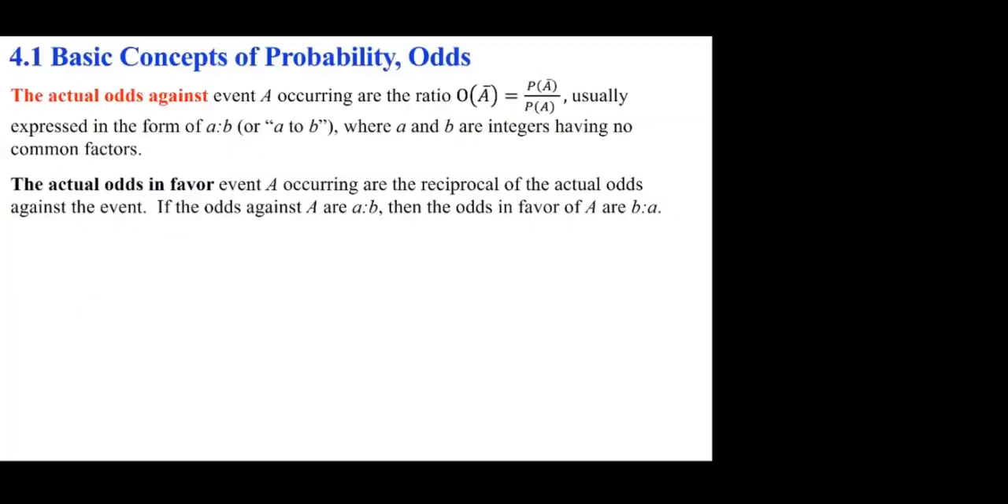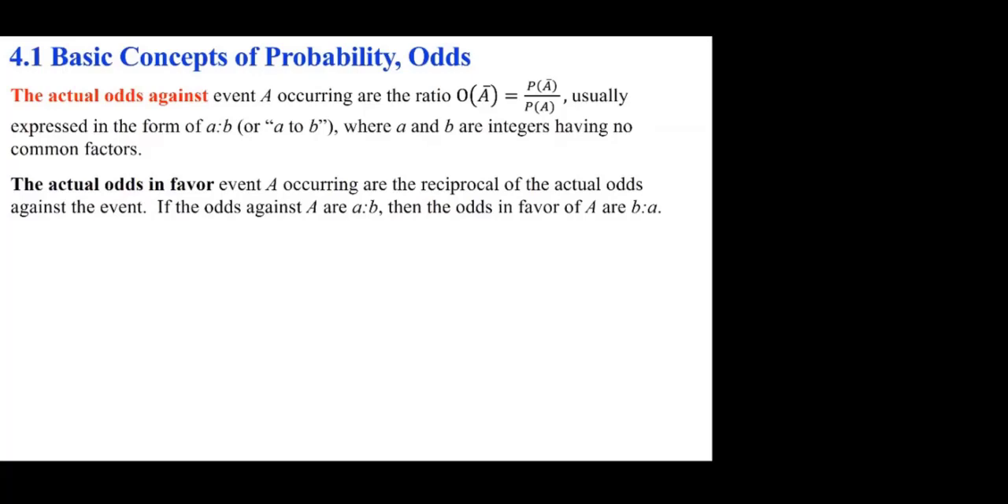The actual odds against event A. The actual odds against event A occurring are the ratio of the probability of the complement to the probability of the event, usually expressed in the form A to B, where A and B are integers having no common factors. The actual odds in favor of event A occurring are the reciprocal of the actual odds against the event. If the odds against A are A to B, then the odds in favor of A are B to A. It's important to pay attention to the definition of odds.